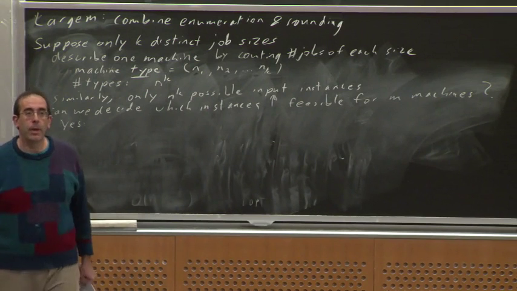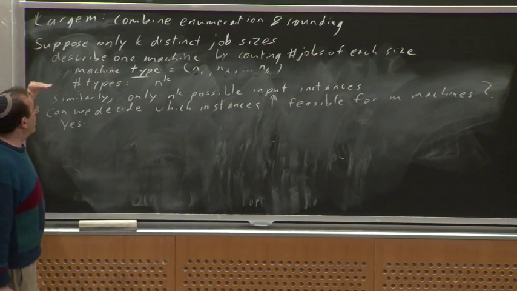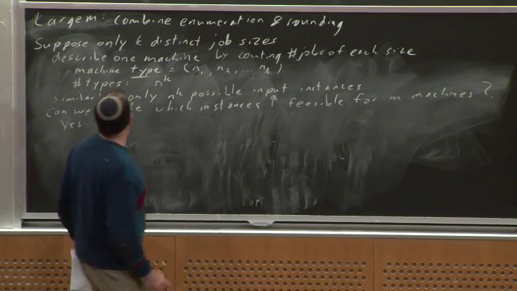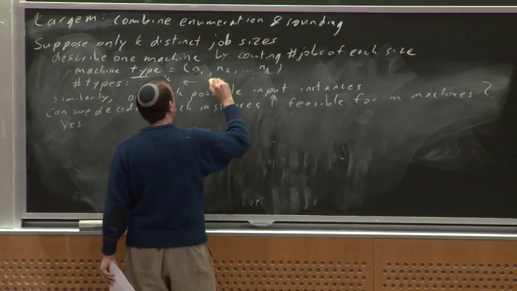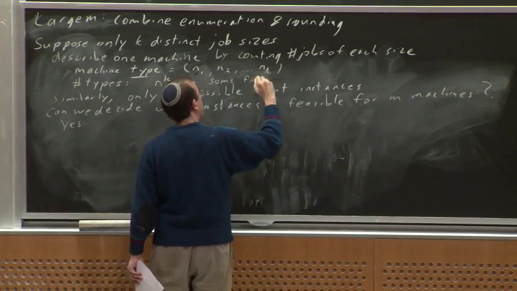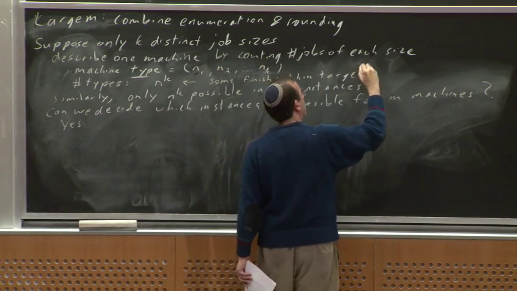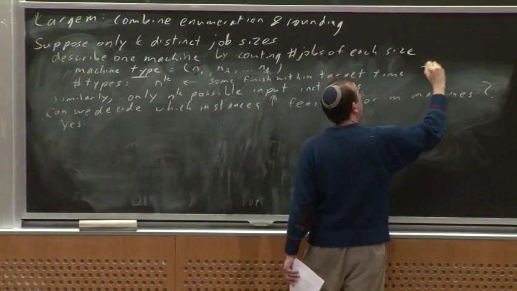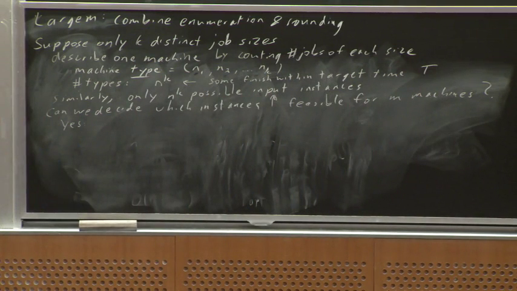Yes, Arne? What do you mean by feasible? Oh, sorry. So I left out something important. So we're looking at these number of types. Some finish within a given target time t. Okay. So this is going to play the role of p in the Knapsack problem. It's sort of, what do we think we should be able to achieve? And we're going to sort of binary search around to find the achievable t.